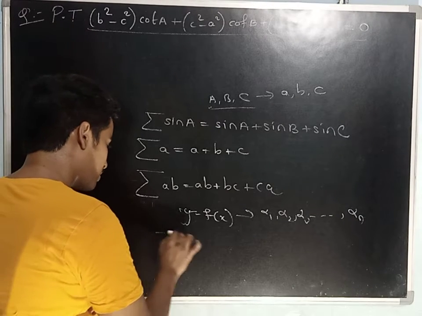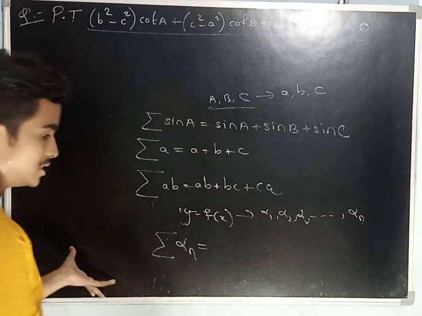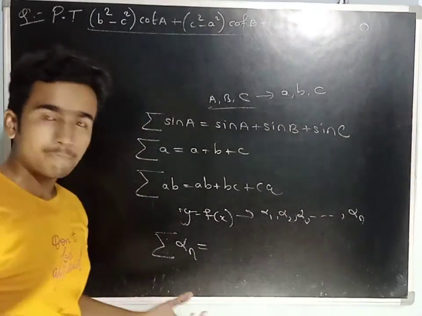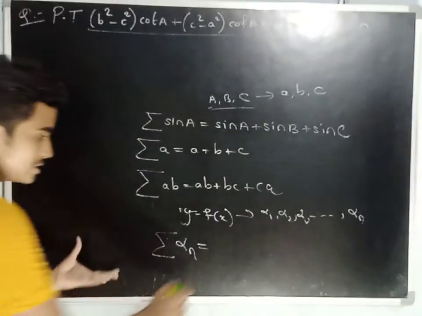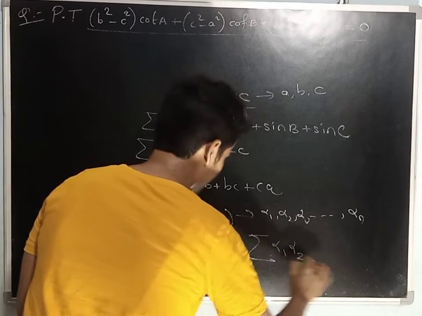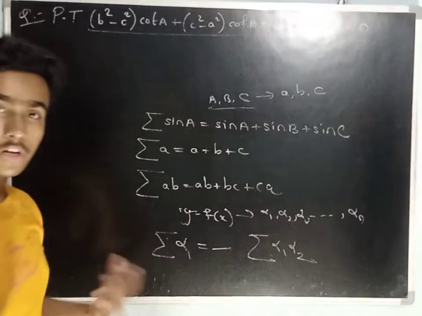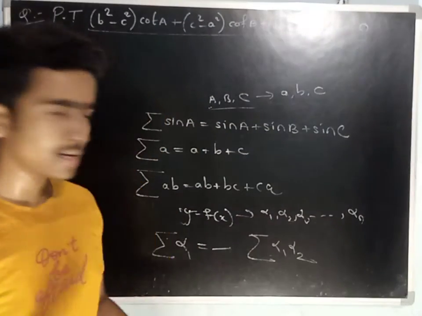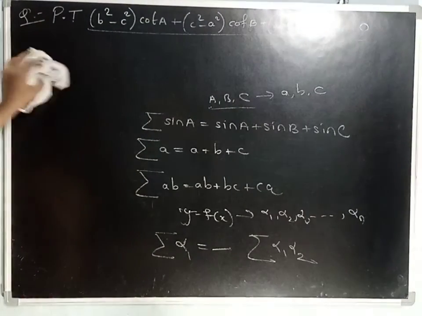Then sigma alpha n is nothing but the sum of the roots. As per the given structure of the polynomial, we will decide the sum of the roots as well as the sum of the product of two roots, sigma alpha 1 alpha 2. It means the sum of the product of any two roots. Randomly two roots are taken, their product is made, and these are added.